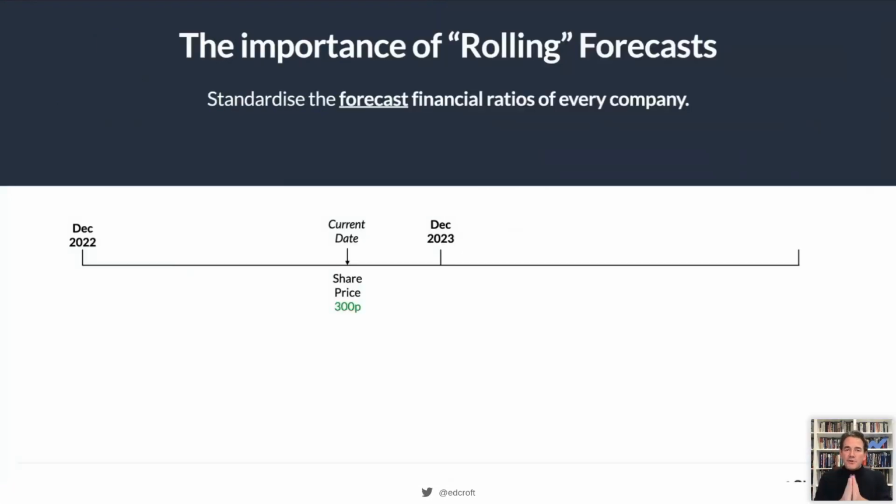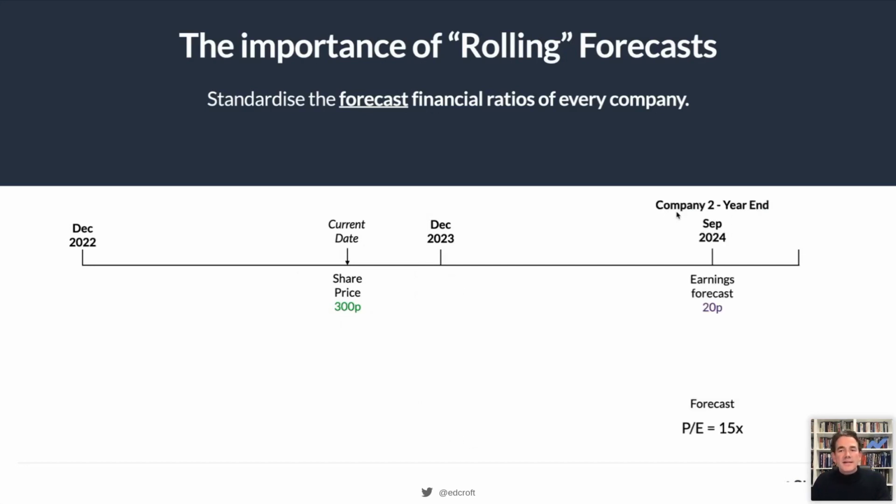So if you imagine that, say, the current date is about September this year, a bit in the future, and the company's share price is £3, 300p, or dollars, you can convert it if it's in America. And let's say you have a company which has a year end in December, in 3 months' time, and the earnings forecast is 20p. Okay, that would be a PE ratio of 15.